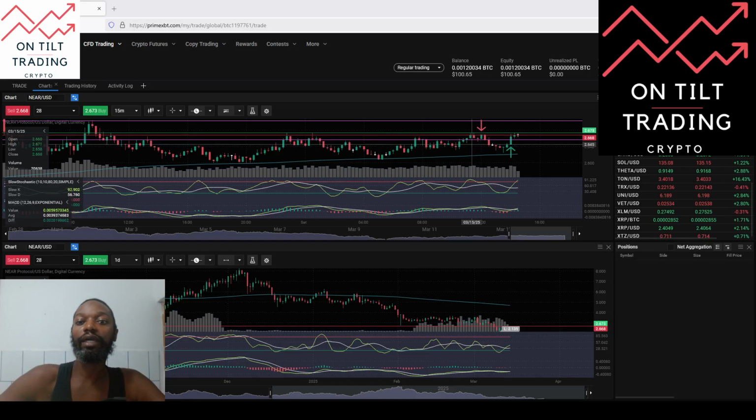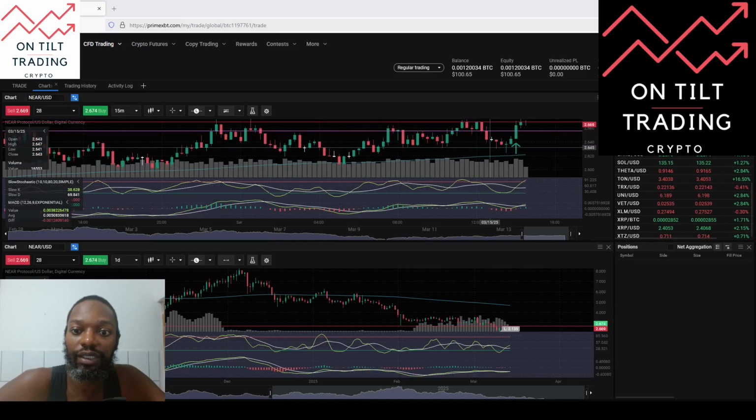Now I'm saying, okay, market conditions are not very strong if a strong currency pair cannot break out above the 200 on both the 15 and the daily. So now I'm thinking weakness. So I'm looking at my secondary options for trades, and this is where I get Near Protocol and the remainder of the currency pairs that I traded today.